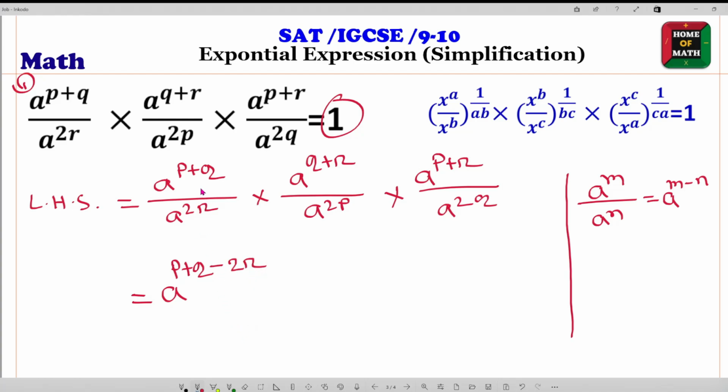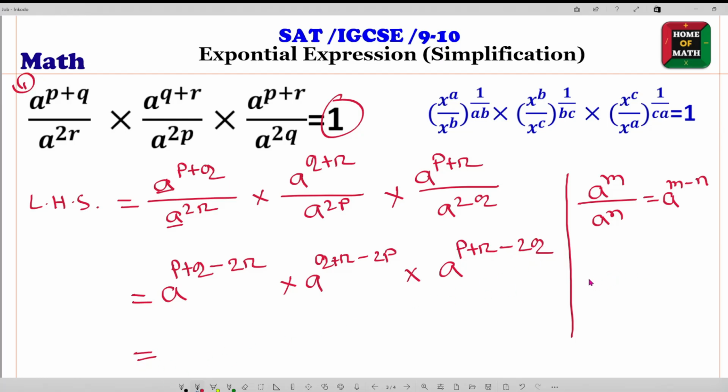Because here there are two powers, one is p plus q, another one is 2r, but the bases are the same, therefore the power will be subtracted. Similarly here it is a to the power q plus r minus 2p, times a to the power p plus r minus 2q.